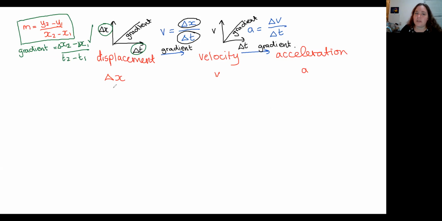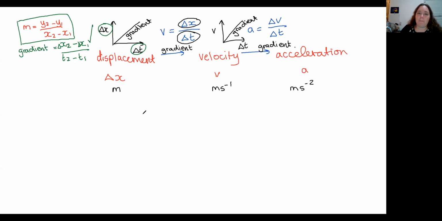That's one of the reasons why displacement is in meters, velocity is in meters per second because we've done it as per unit time, and acceleration is meters per second squared because it's meters per second again. And the per second again becomes per second squared.